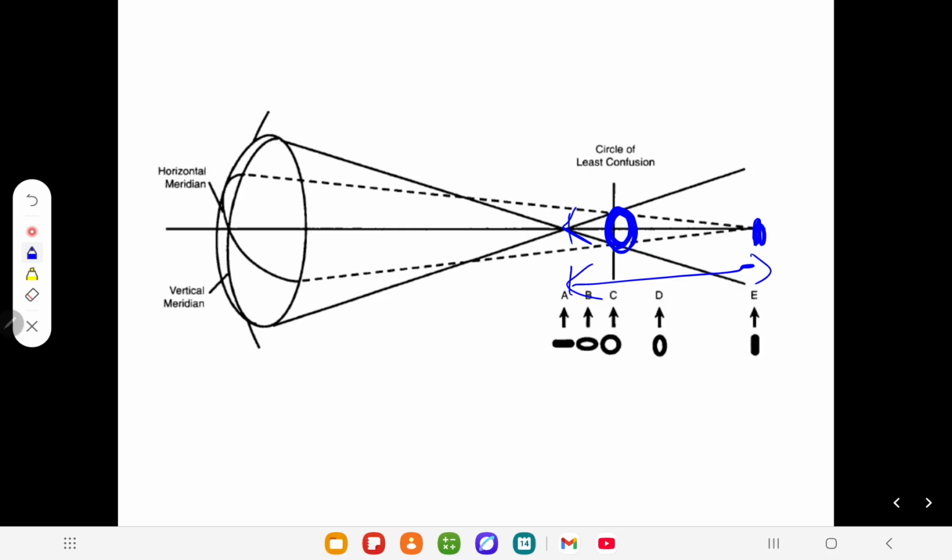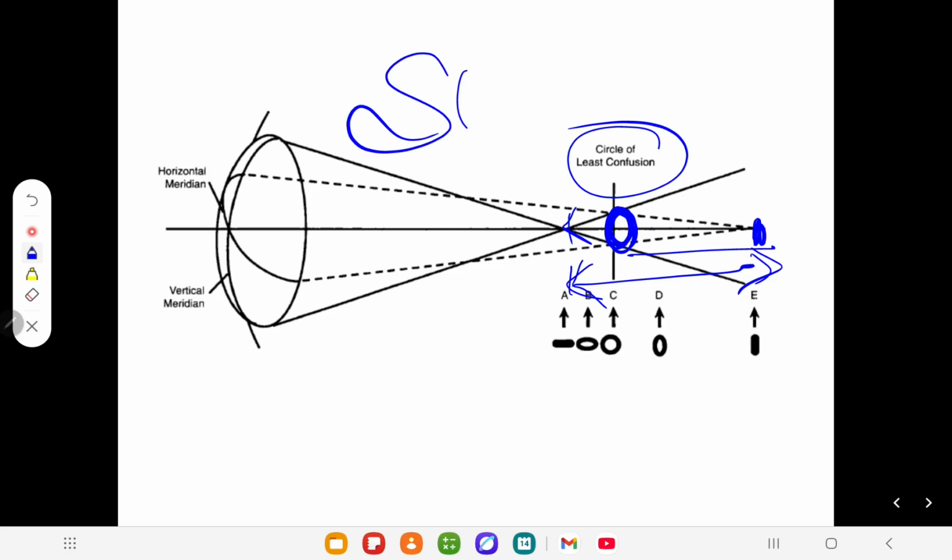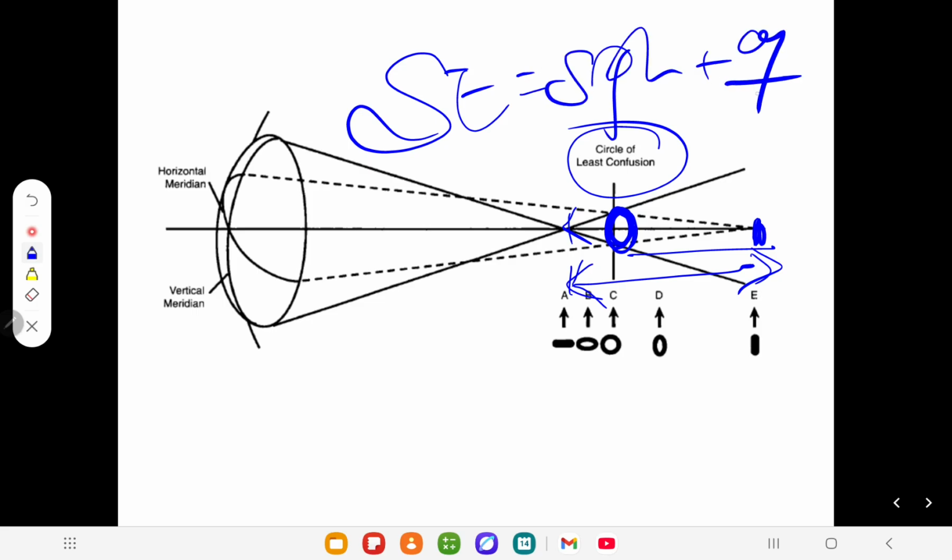dioptrically, not linearly. Let me clear you once again. Center of this Sturm's interval is the location of circle of least confusion. Center in terms of diopter, not in terms of linear distance. Okay, in terms of distance, this is longer, isn't it? But in terms of diopter, this is basically in the center. That's why we use spherical equivalent is equal to sphere plus CYL divided by 2.